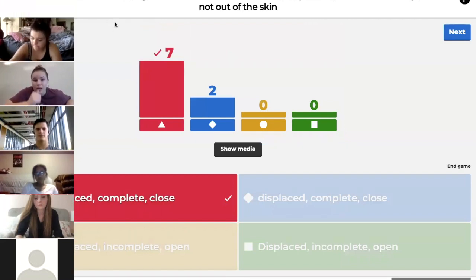Okay, cool. So it's non-displaced because its ends are in normal position. It's broken all the way. That makes it complete. And it's not out of the skin, so it's closed.